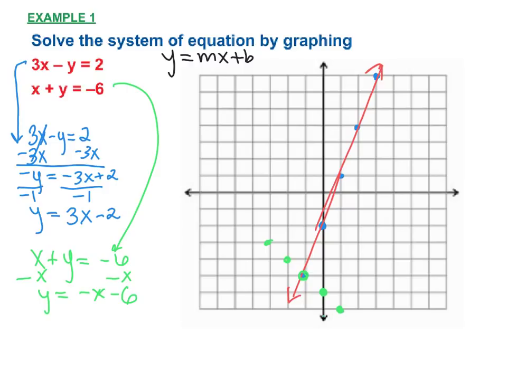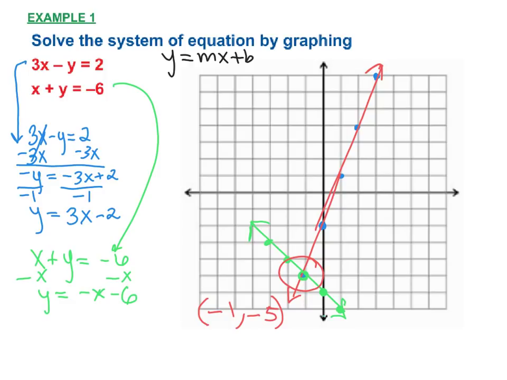And I'm going to use my straight edge again to draw a straight line. And I can see that the point where the two lines intersect is this right here, which is negative 1, comma, negative 5. That point of intersection between two lines is going to be really important for us this year.